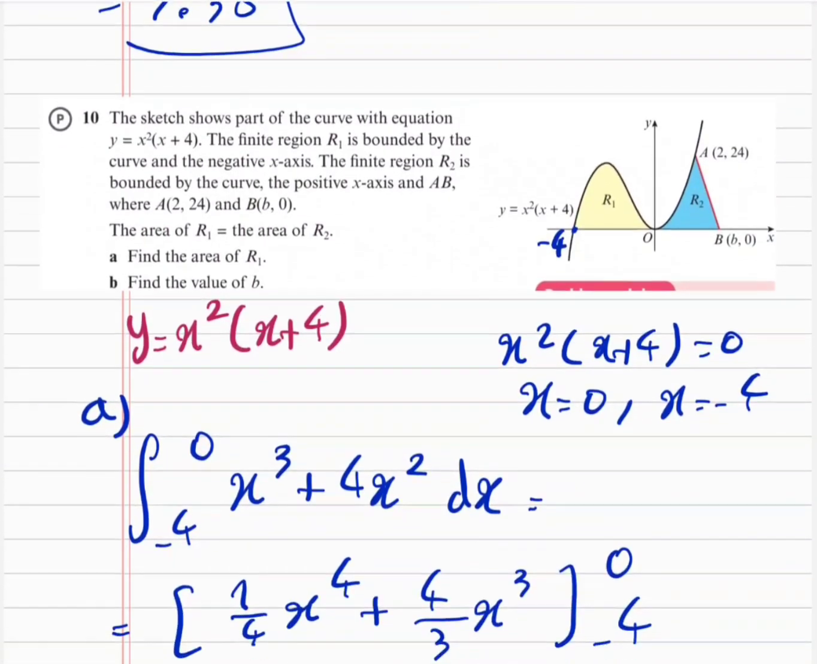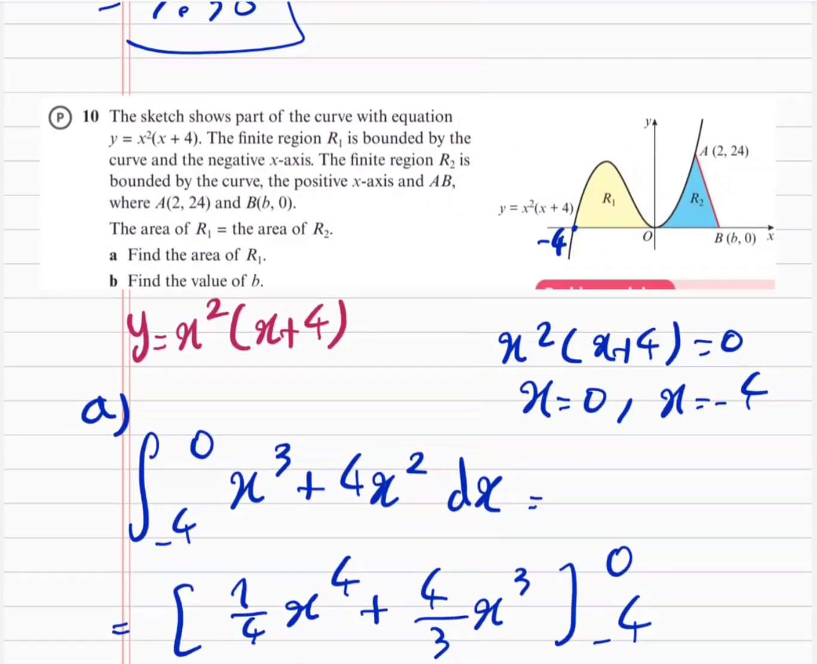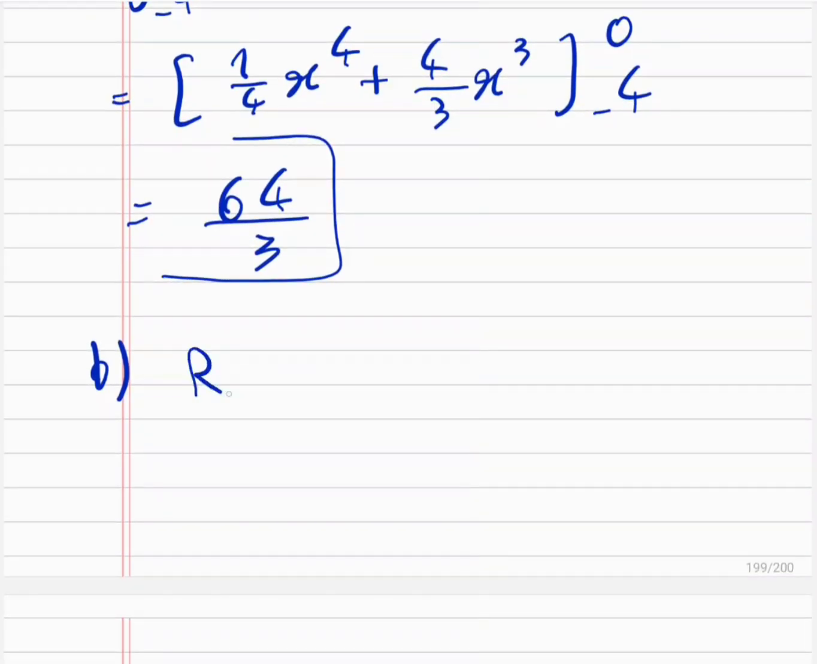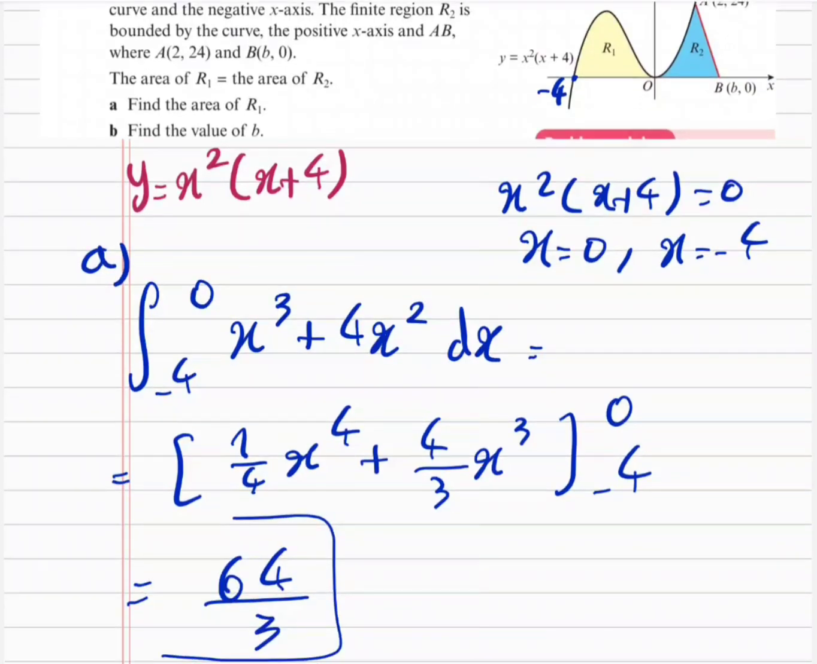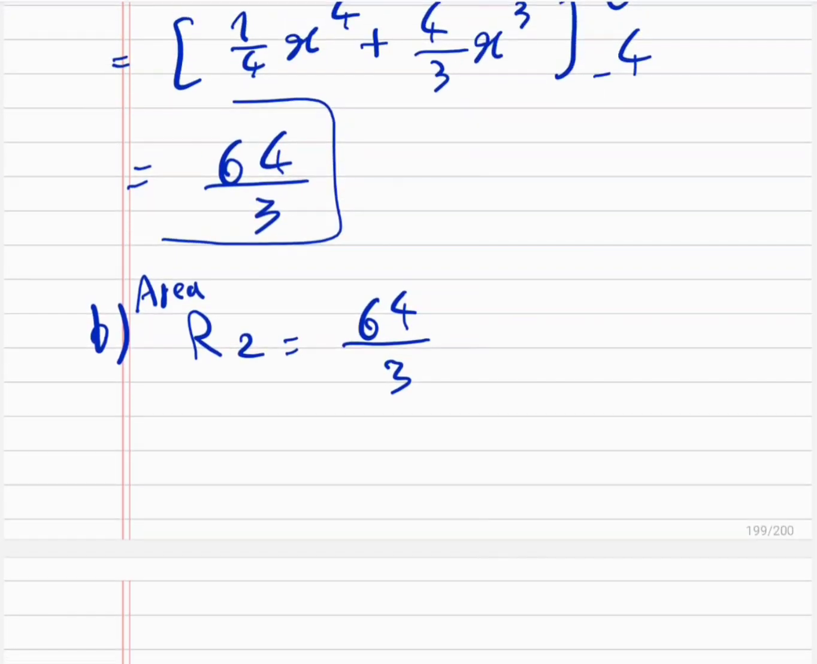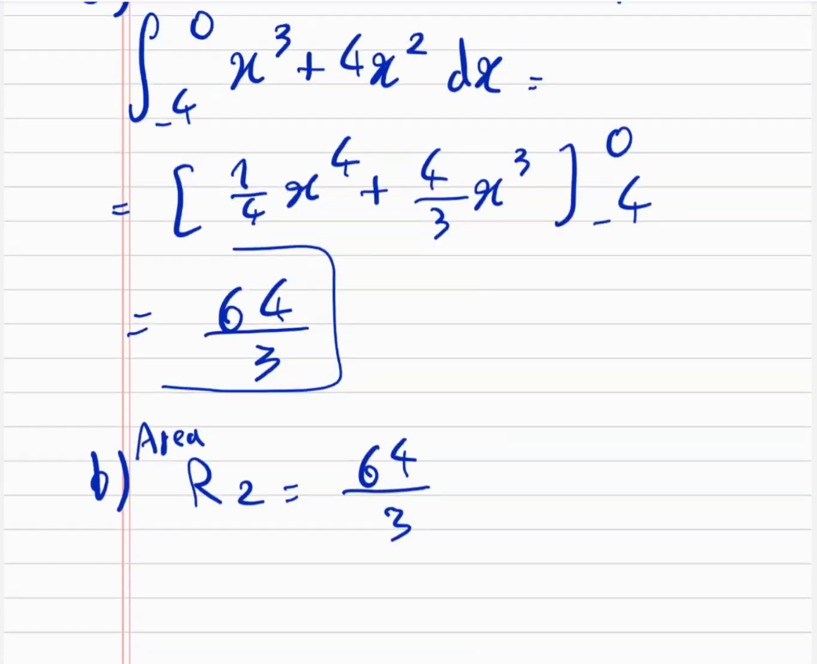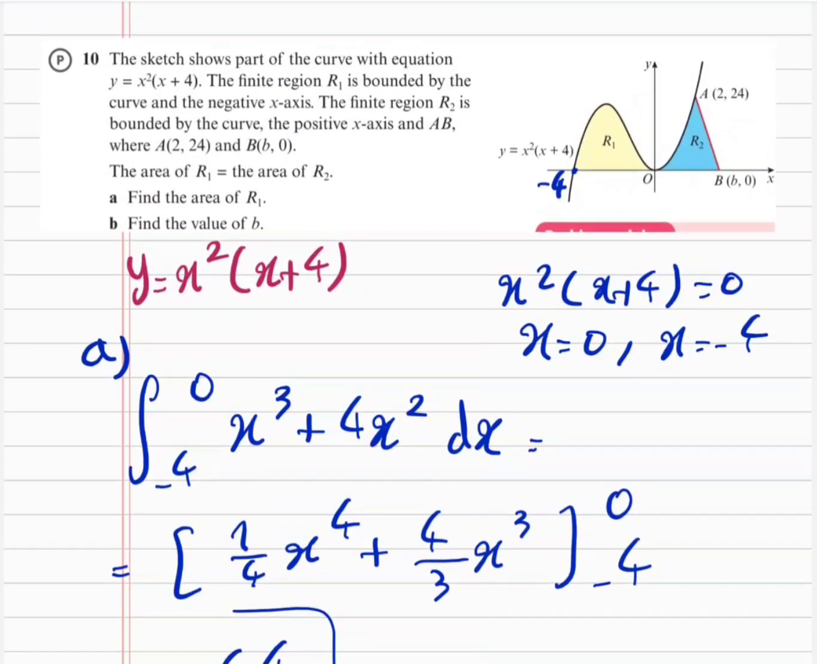Now part B is about finding the value of b. But another important fact that is crucial to part B is that the area of R1 is equal to the area of R2. So we can immediately write down that the area of R2 is equal to 64 over 3, and this is going to be very important for finding the value of b. All we need to do in part B is set up the integral that gives us the area of R2, and then set that equal to 64 over 3, because we are given the area. So all we need to do is find the upper limit of the integral.